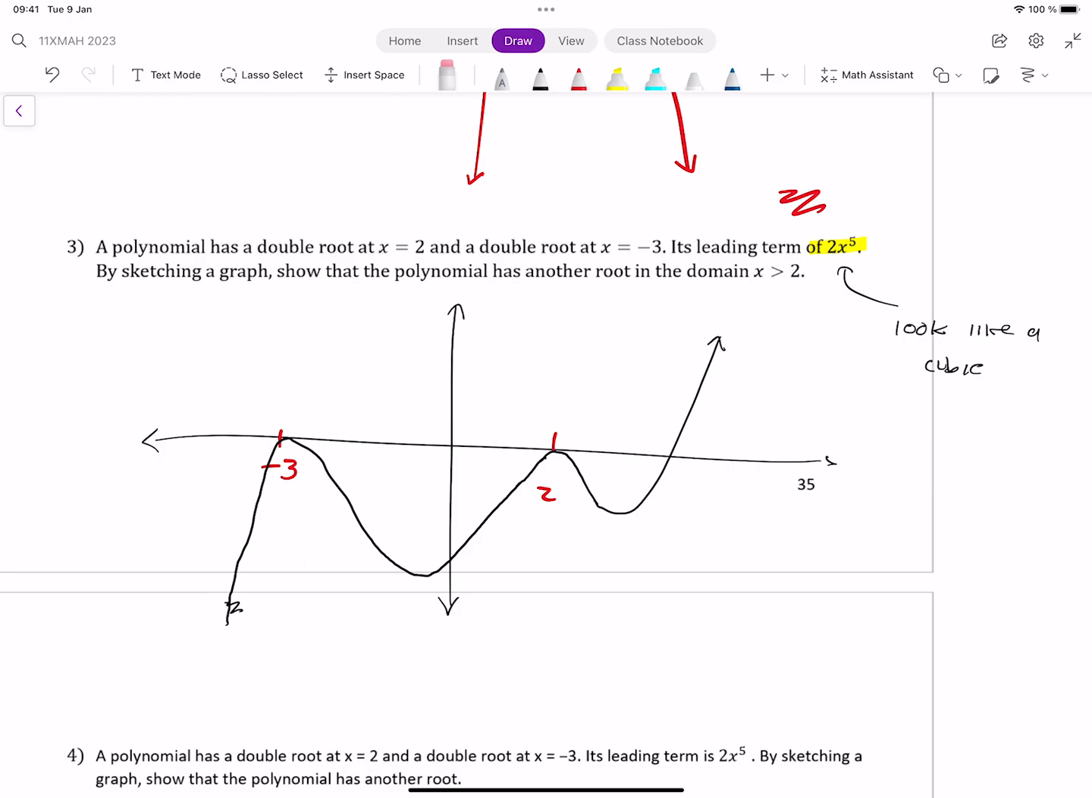Now the question says, by sketching the graph, show that the polynomial has another root in the domain x is greater than 2. So we'll say another root must exist. So a root x is greater than 2 must exist as our function must end in the first quadrant.